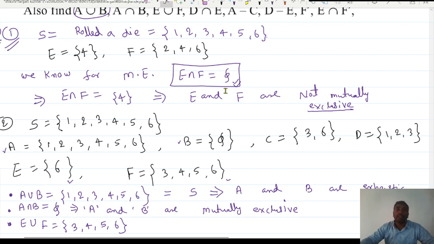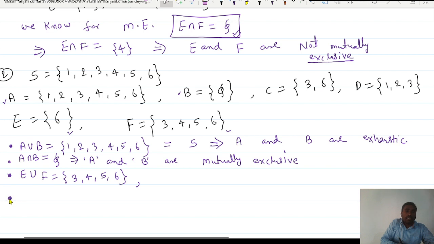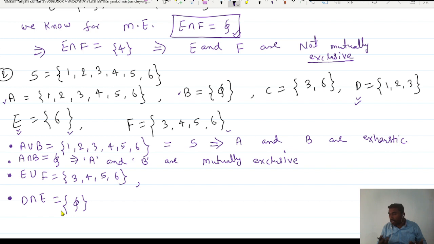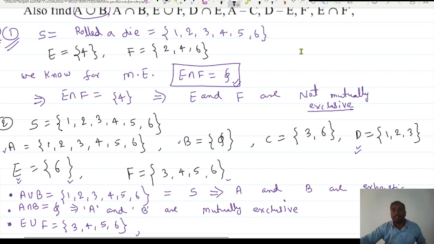Next is D intersection E. So what is D intersection E? Where is D? This is D and this is our E. We have to take their intersection. So clearly it is 5. Is it mutually exclusive? Yes. Is it exhaustive? No, because if you take the union, you are not getting the whole sample space. Fine.